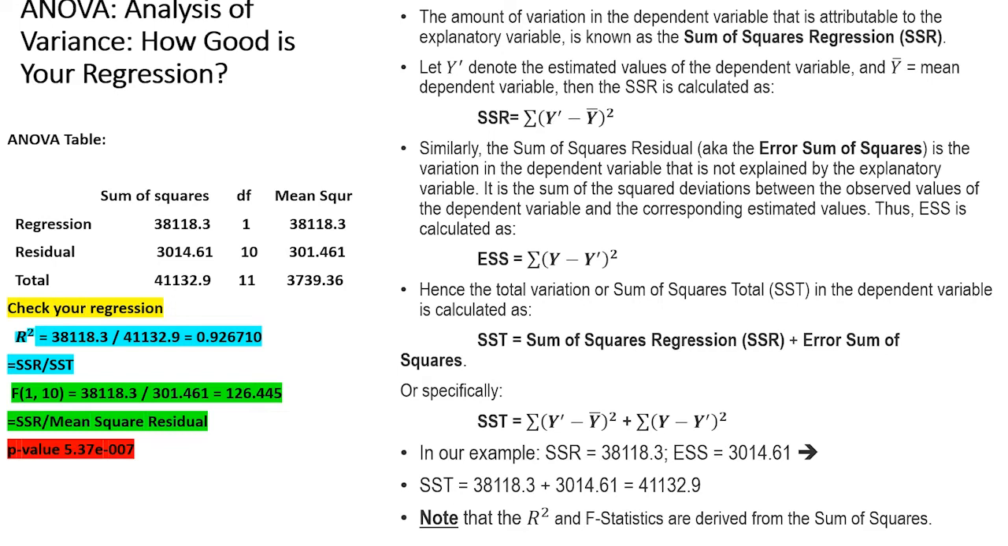That gives you the error sum of squares. Remember again, the y prime has to be for each month, in our case we have 12 months, and the y is also the observed value for each month, okay? And so the difference squared gives you the error sum of squares. So your total sum of squares in this analysis is the sum of squares regression plus the error sum of squares. That's also known as the total sum of squares.